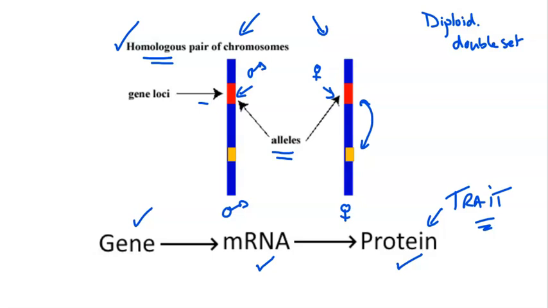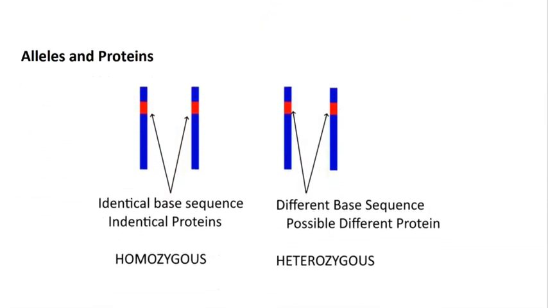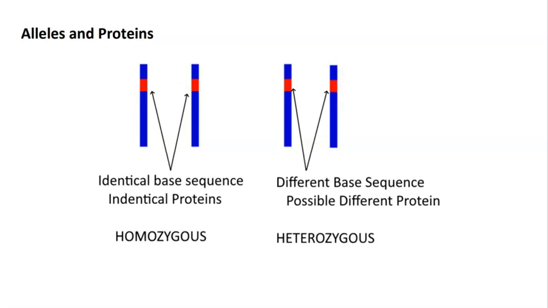So what we're doing here is comparing base sequences of alleles. If we analyze the base sequence of this gene here and compare it to the homologous gene over here, the two alleles, if we find that there's an identical base sequence, then we tend to predict that we'll get an identical protein or near identical protein, and we call this condition being homozygous.